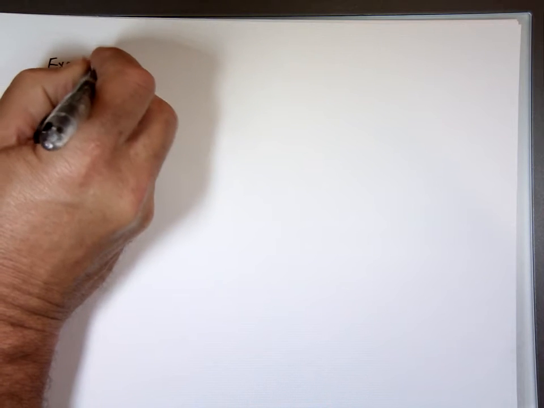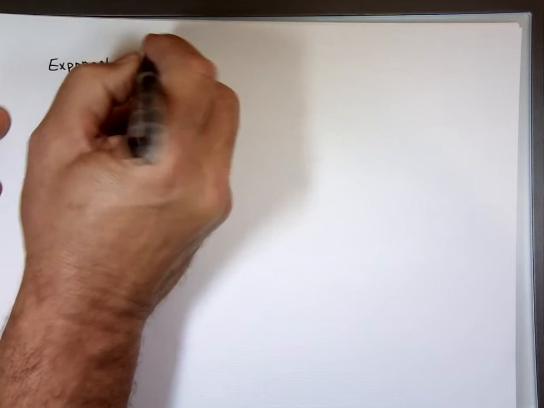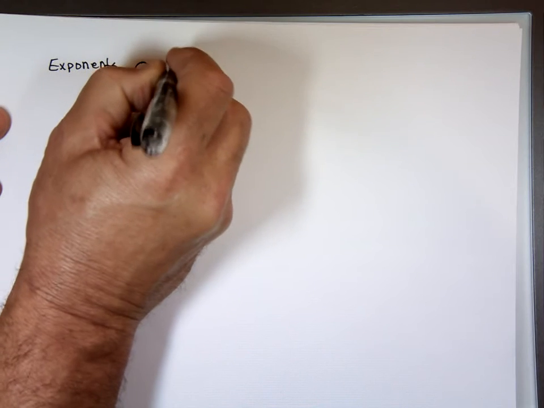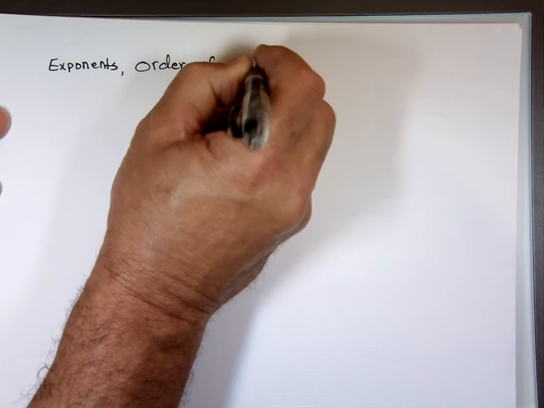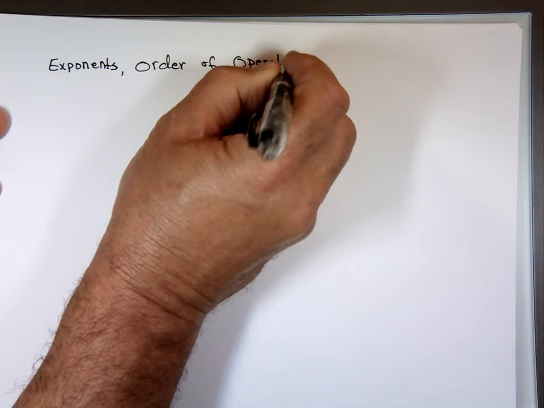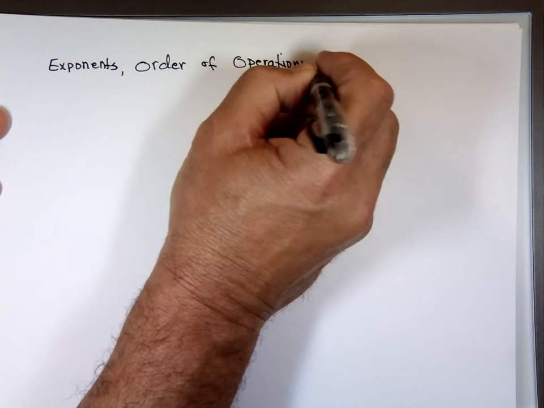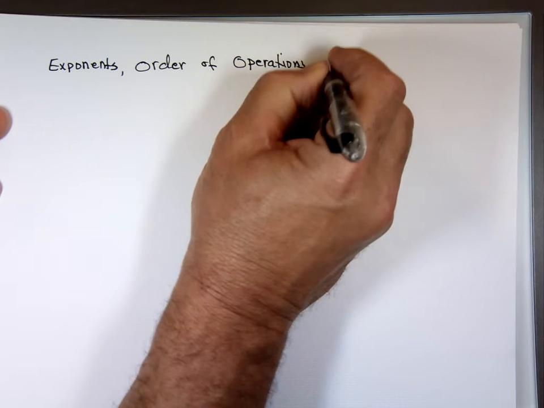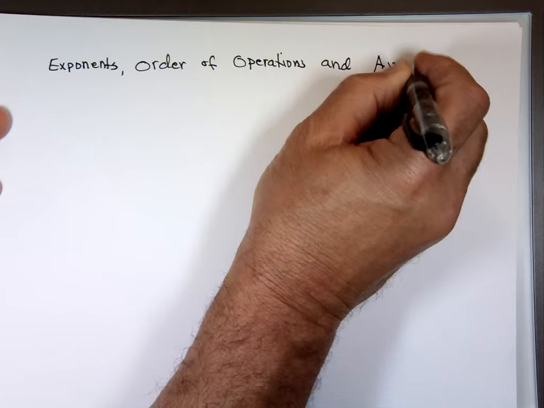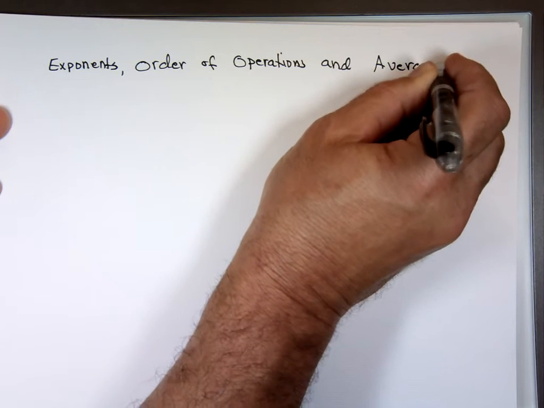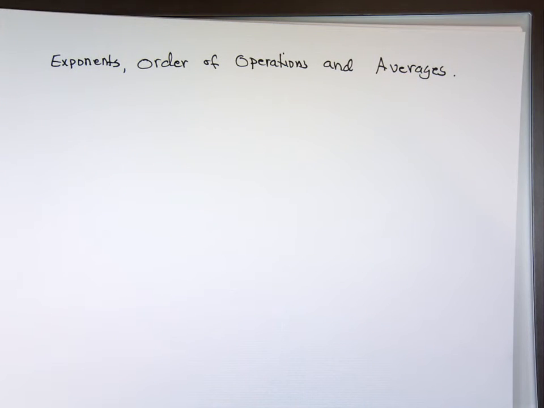Exponents, comma, order of operations. And maybe I'll talk about average too. How do you find the average? So let's start with exponents first.